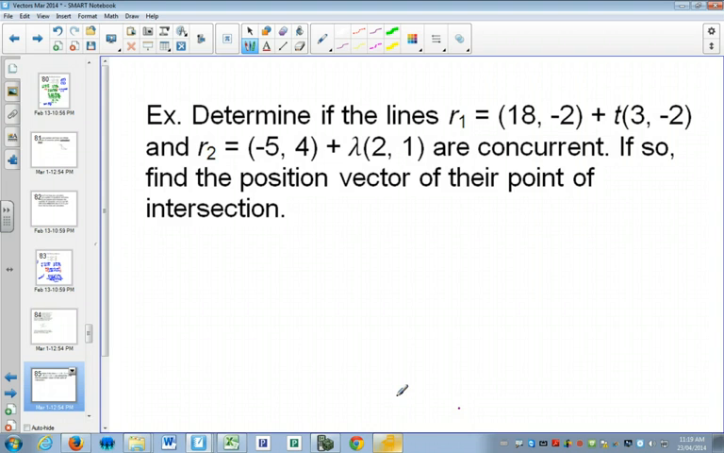So we want to find out if these are concurrent. In other words, do they cross? And if so, find the position vector. So I'll let you get started on it, see if you can set it up.